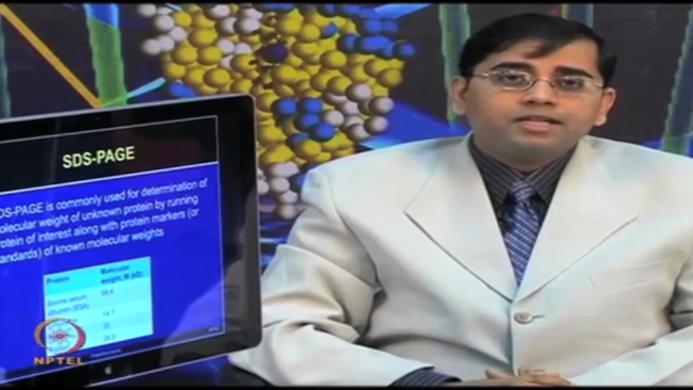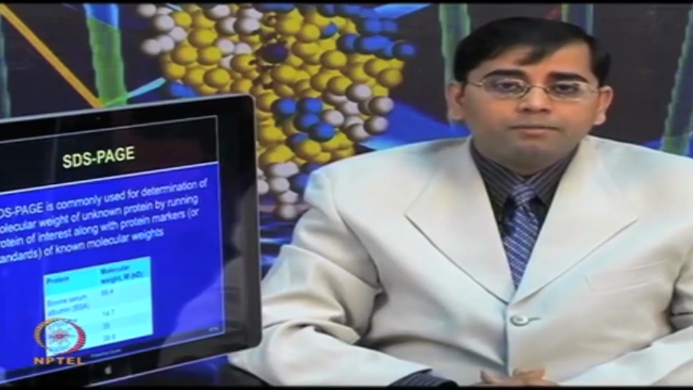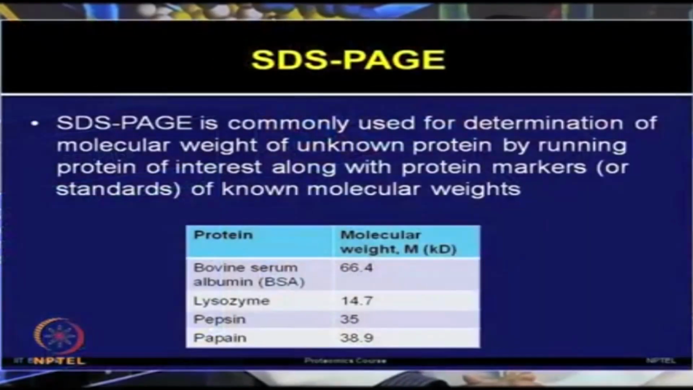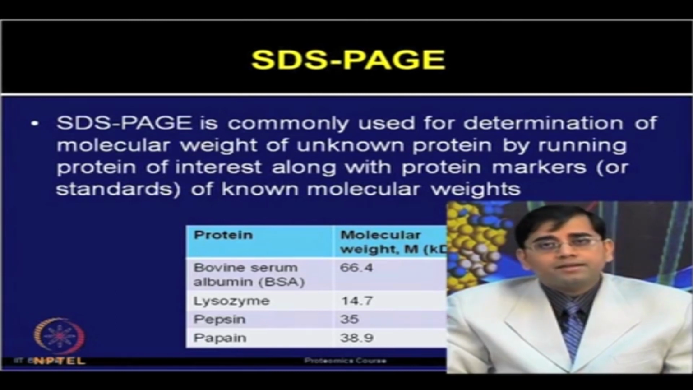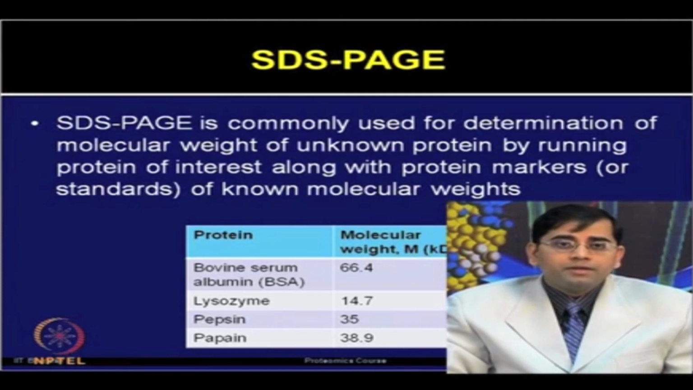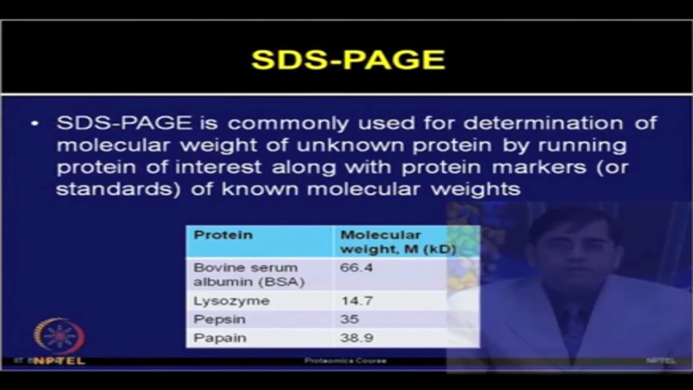So, SDS PAGE is one of the very commonly used methods for determining the molecular weight of a protein of your choice or an unknown protein for which you want to know the molecular weight. So, if you run the standard protein markers along with your unknown protein, you can determine the molecular weight of the unknown proteins.